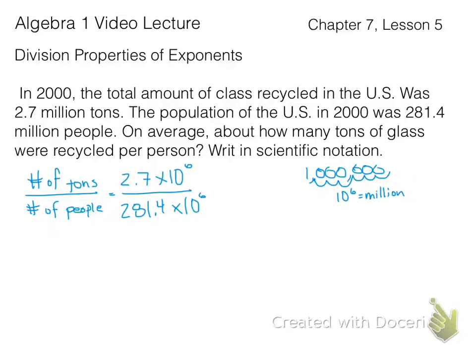All right, division properties with word problems. In 2000, the total amount of glass recycling in the United States was 2.7 million tons. The population of the United States in 2000 was 281.4 million. On average, about how many tons of glass were recycled per person?